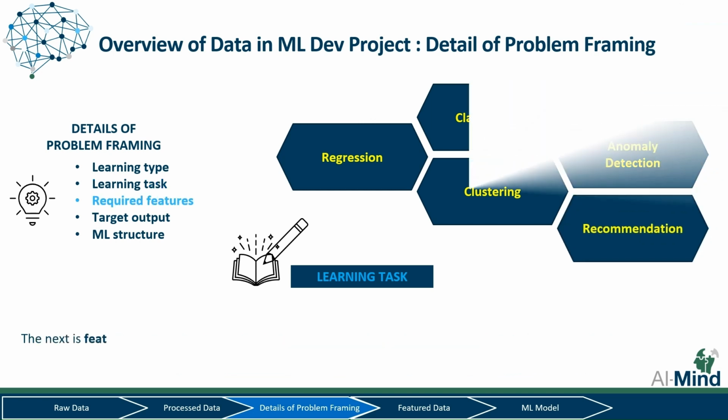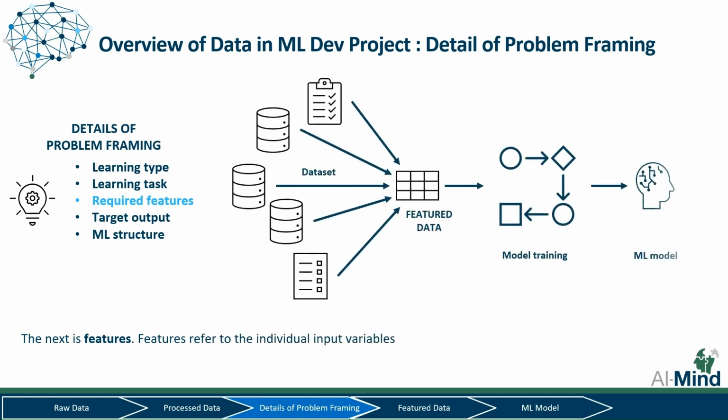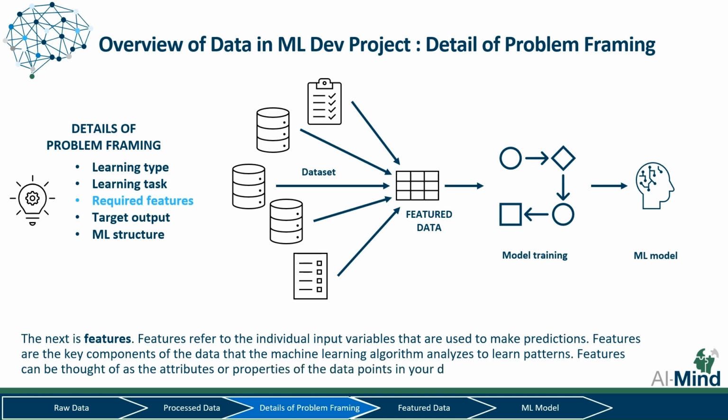The next is features. Features refer to the individual input variables that are used to make predictions. Features are the key components of the data that the machine learning algorithm analyzes to learn patterns. Features can be thought of as the attributes or properties of the data points in your dataset.